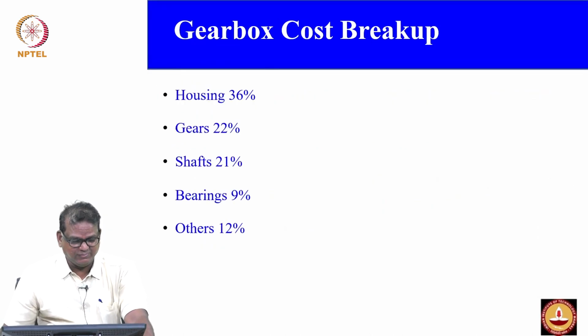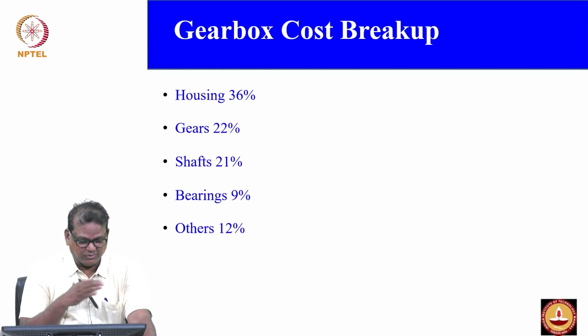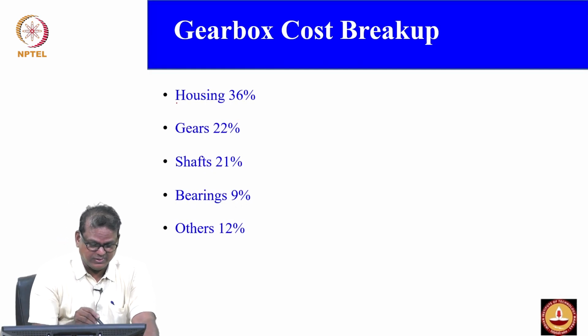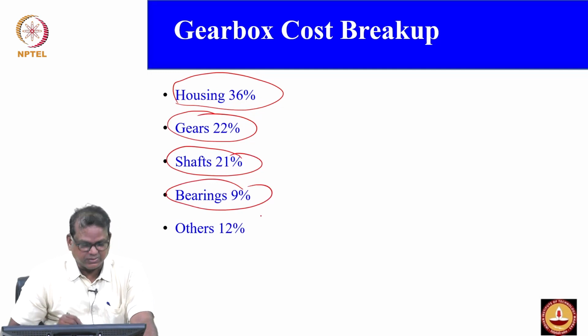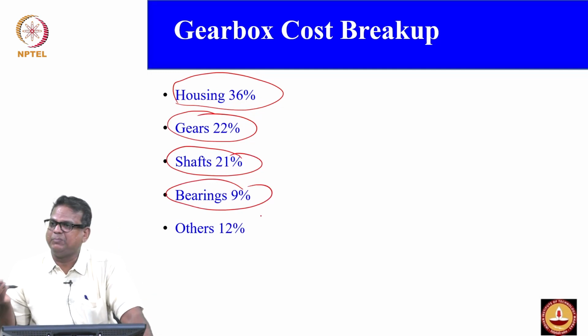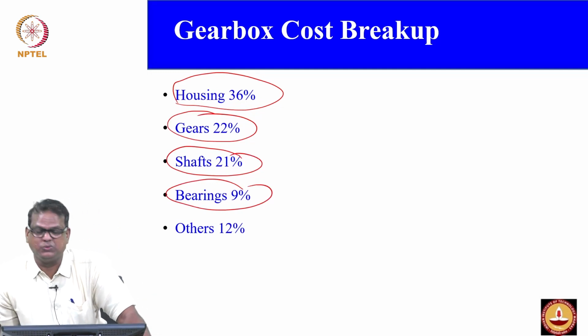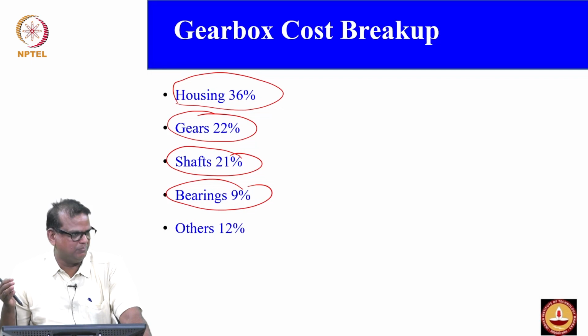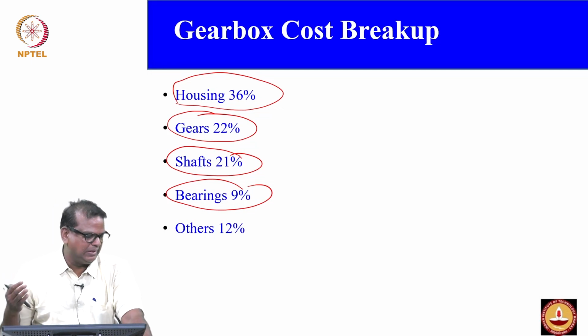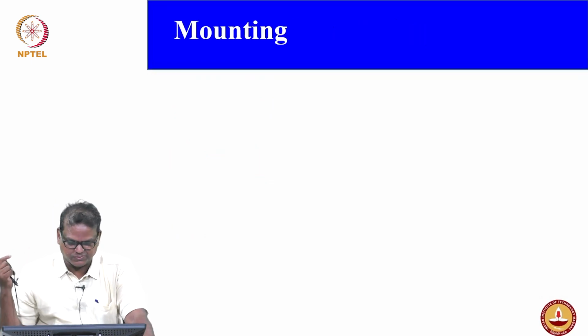And very interestingly, when you talk about the gearbox cost, your housing alone will take 36%, the gears are 22%, the shaft is 20%, bearings 10%, and the others are 12%. So 35%, about one third of the price, goes to your housing itself, because that is very complex. It should have a lot of intricate flow aspects also.